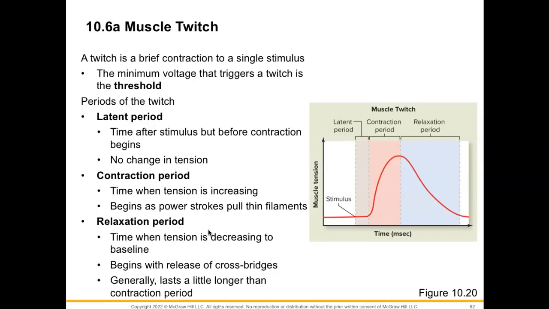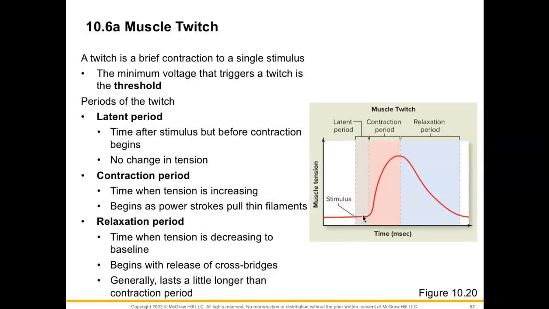So when we look at a muscle contraction, if it is just due to a single stimulus, this is called a muscle twitch. And we look at the minimum voltage that is triggering the twitch, and that will be termed our threshold. Now let's take a look at this myogram over here to the right. We have these different periods. We are looking at the muscle at rest here, and at this point here, we have stimulated that muscle, meaning we gave it an action potential or a nerve impulse.